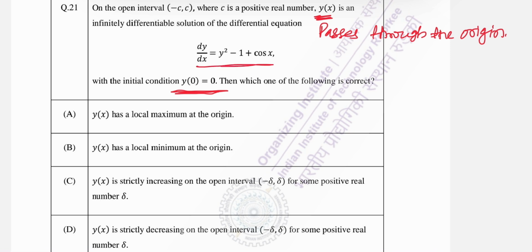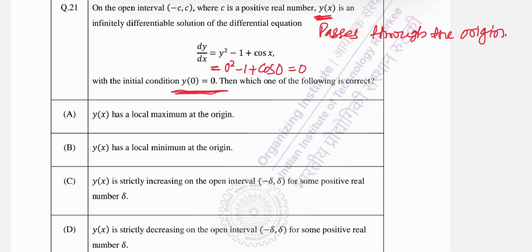an additional equation you see on the screen, and this is dy by dx. Since this graph passes through the origin, we can find the value of dy by dx at the origin. And you know, at the origin y is 0, so here 0 square minus 1 plus cos 0, and this will be 0. Okay, so we have dy by dx = 0.